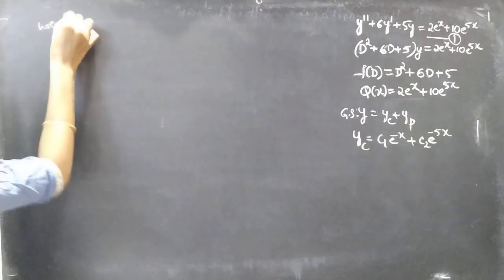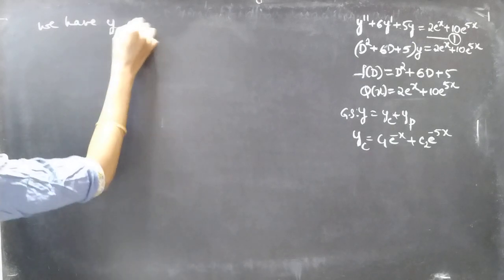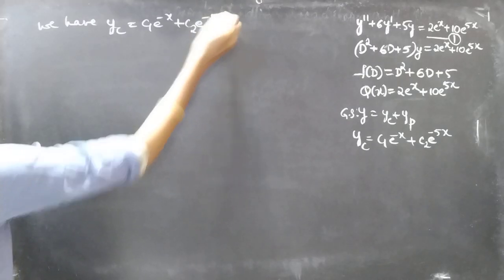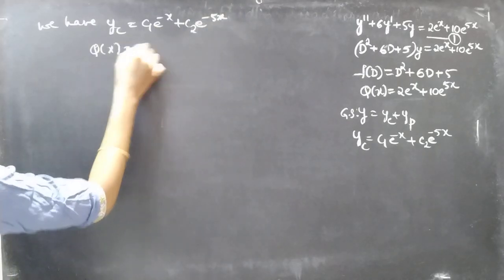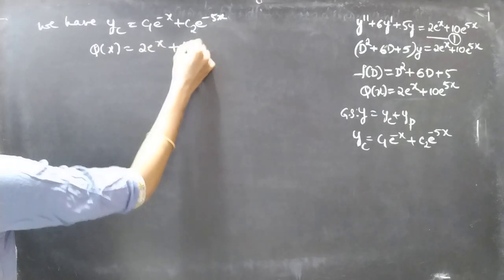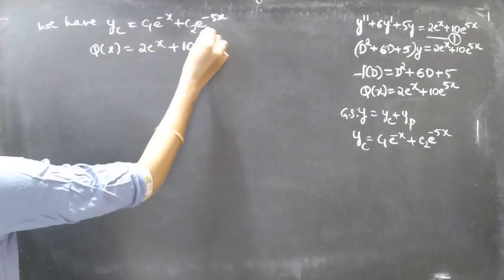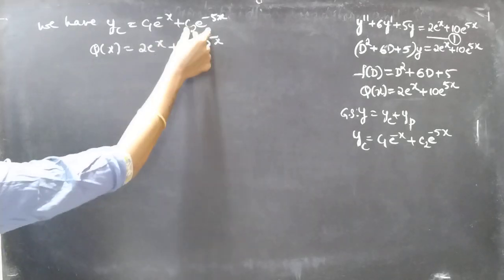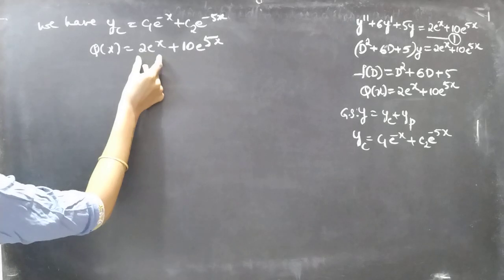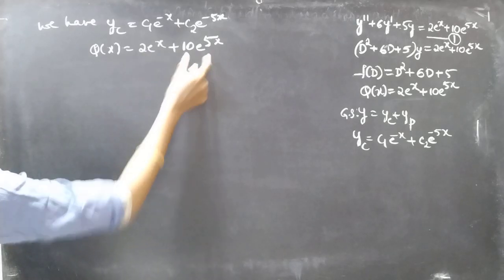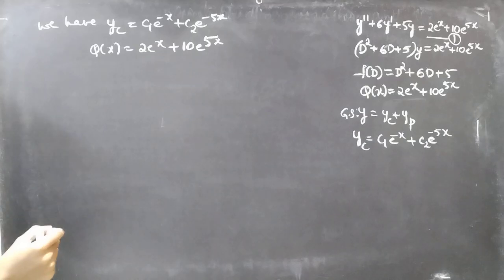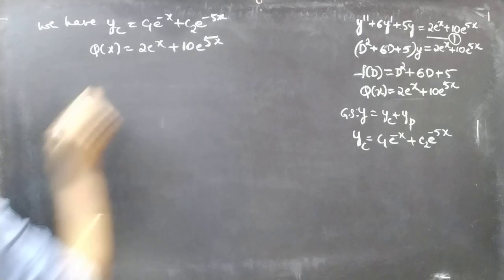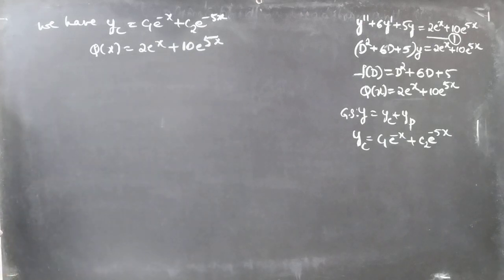Now we have yc equal to c1 e power minus x plus c2 e power minus 5x and q of x equal to 2 e power x plus 10 e power 5x. Just observe the terms of yc and q of x. In yc you are having c1 e power minus x, c2 e power minus 5x, and in q of x you are having 2 e power x, 10 e power 5x, right? Or just consider the functions of x: e power minus x, e power minus 5x, e power x, e power 5x, right? We don't have any common terms.